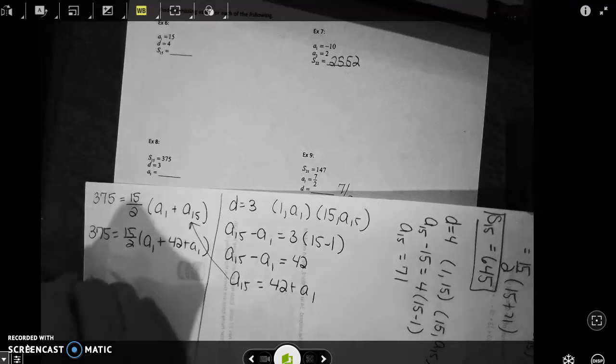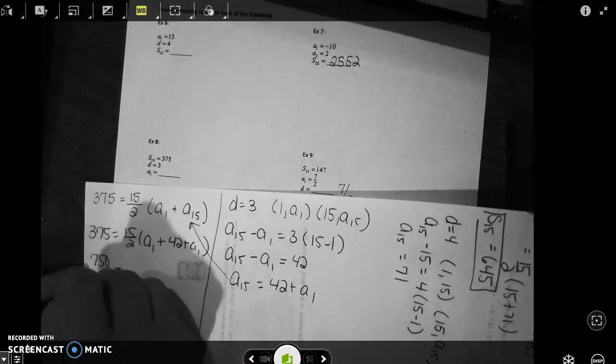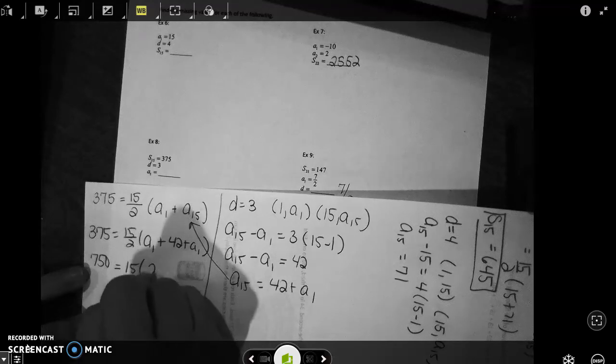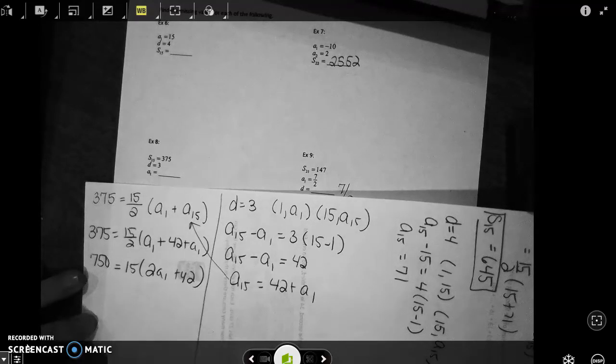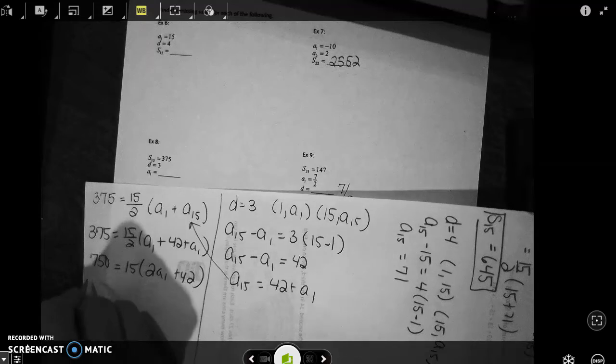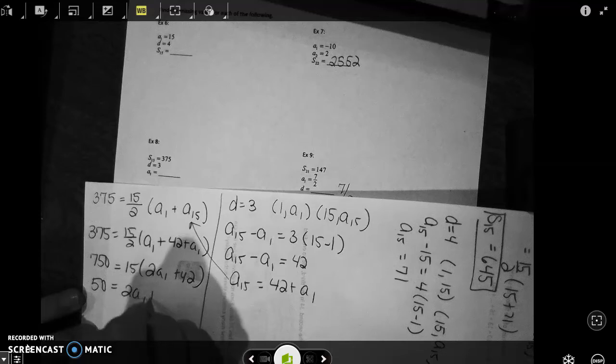I'm going to go ahead and multiply by 2 just to get rid of that fraction. So I've got 750 will equal 15 times 2 A1s plus 42. Divide by 15. Let's see, what's that give me? 50, I think. 50 equals 2A1 plus 42.